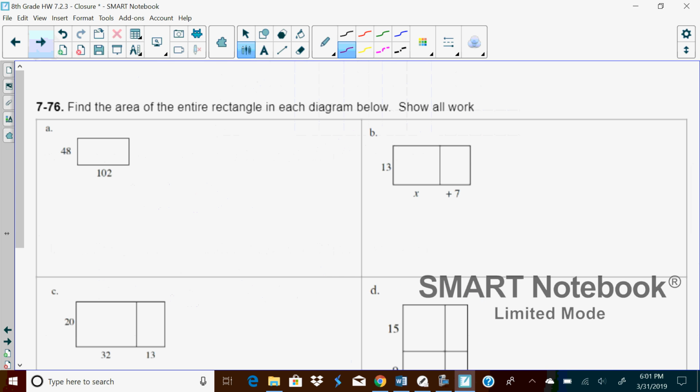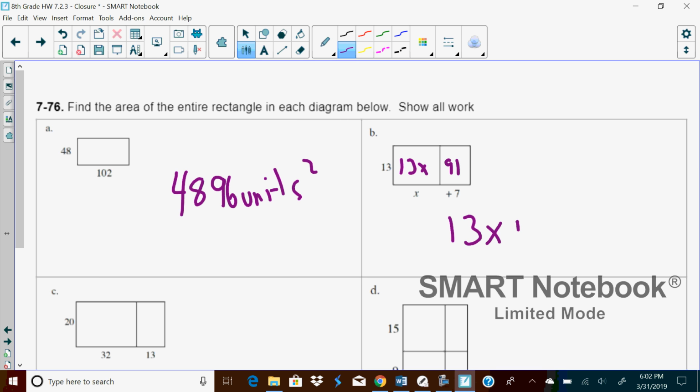Problem 76 says find the area of the entire rectangle. So for the first one, I'm just going to multiply 48 times 102 and get 4,896 units squared. For B, this is 13x and this is 91. So I get 13x plus 91.